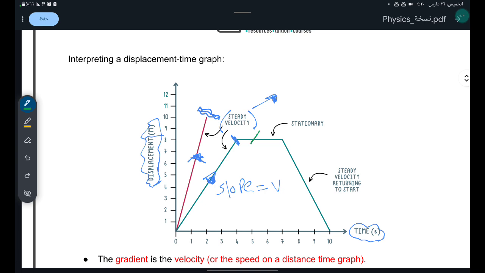The second part of the curve represents a stationary velocity or speed. It will always be parallel to the horizontal axis. This is a stationary speed or velocity. The third part of the curve represents a steady velocity returning to the starting point.